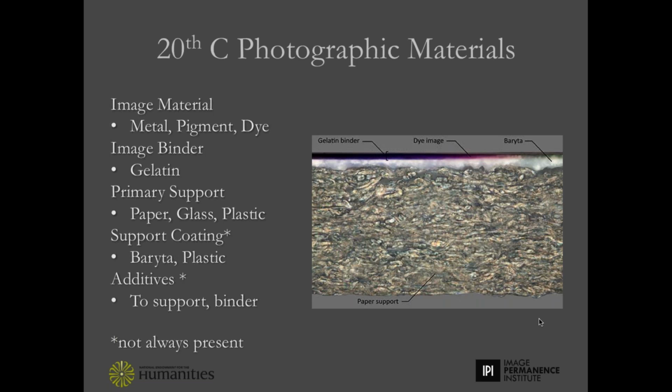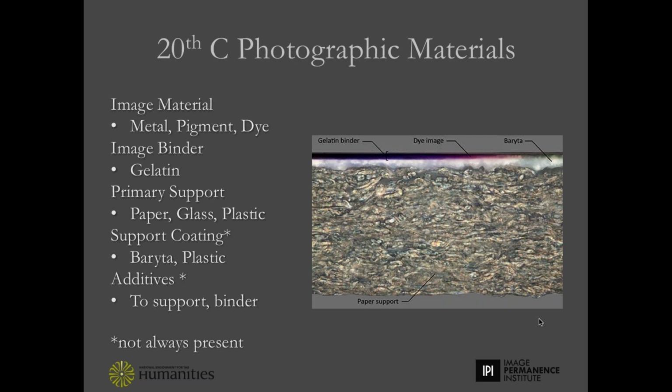Paper supports were also often coated with an additional layer. One layer is called the baryta layer, which is the pigment barium sulfate mixed with gelatin, which is then coated onto the paper support. The purpose is to help the binder adhere to the paper. It can also create a smooth surface by covering up the paper fibers.